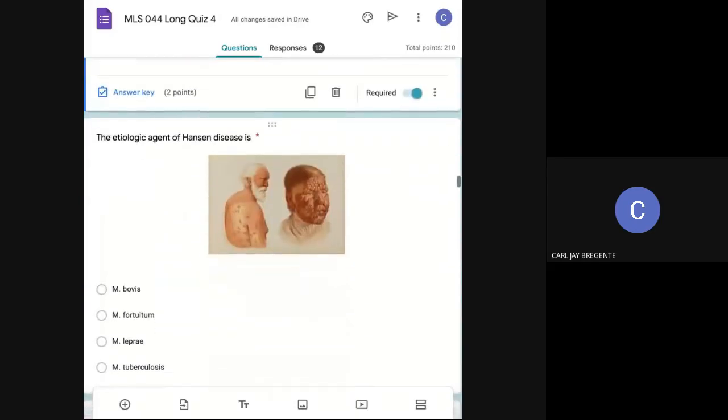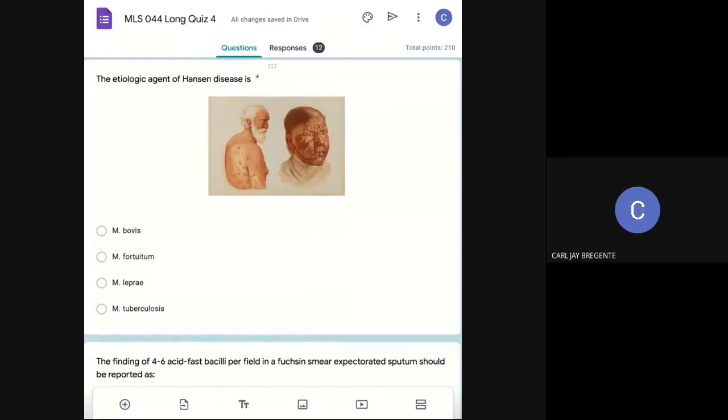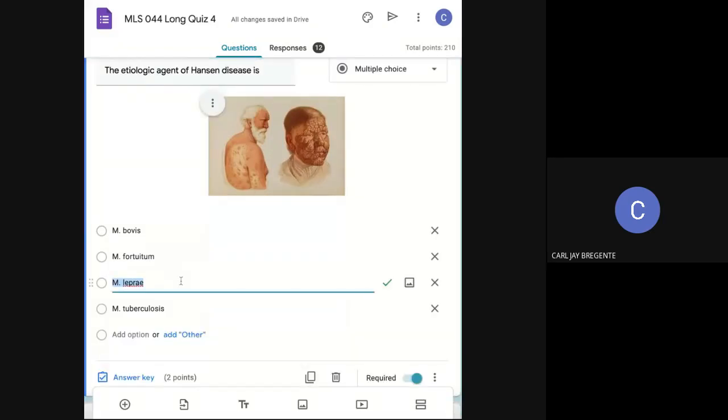The etiologic agent of Hansen's disease, that is M. leprae. Hansen's disease is also known as leprosy. Right? You have two common types of leprosy: the tuberculoid type as well as the lepromatous type. There is also one borderline type, but borderline is in between the lepromatous type as well as the tuberculoid type of leprosy.